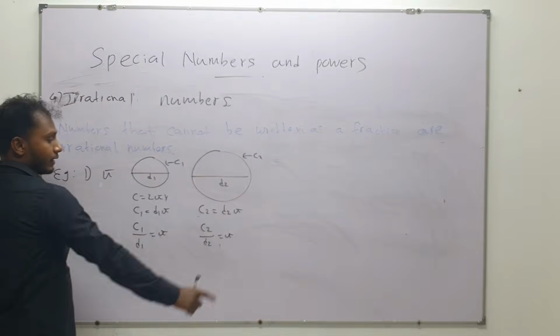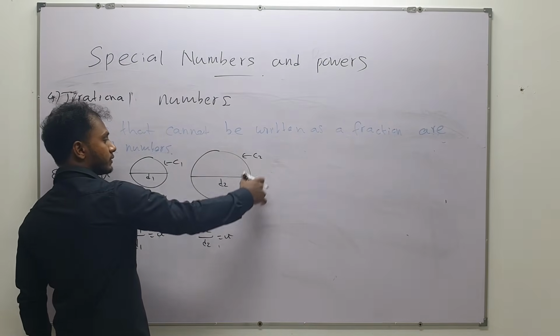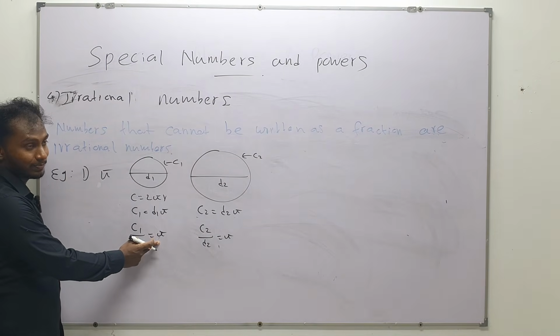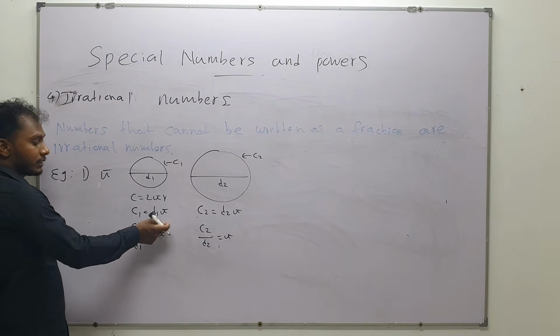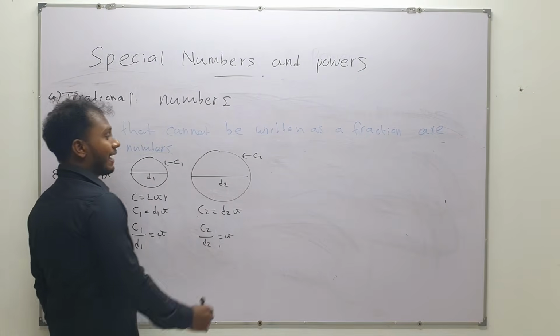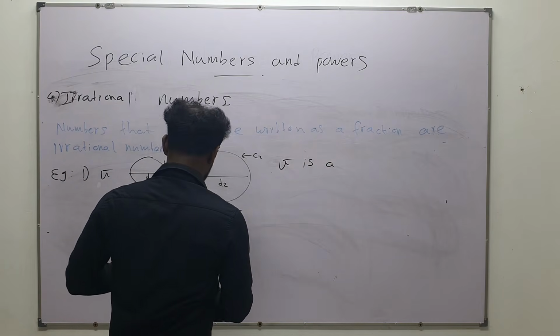So this is a constant related to the circles. That means no matter the size of the circle, if you divide the circumference by the diameter, you get the pi value. So this ratio, this constant, is irrational. Why? Because this pi is the value of the pi actually, right?